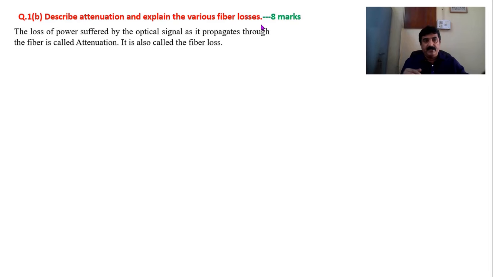So here comes the definition. The loss of power suffered by the optical signal as it propagates through the fiber is called attenuation. Loss of power as it propagates: when light propagates, energy loss happens. Energy per unit time is nothing but power, so power loss happens. As the light propagates, as the electromagnetic radiation propagates, there will be loss of energy. This is known as attenuation, also called fiber loss.